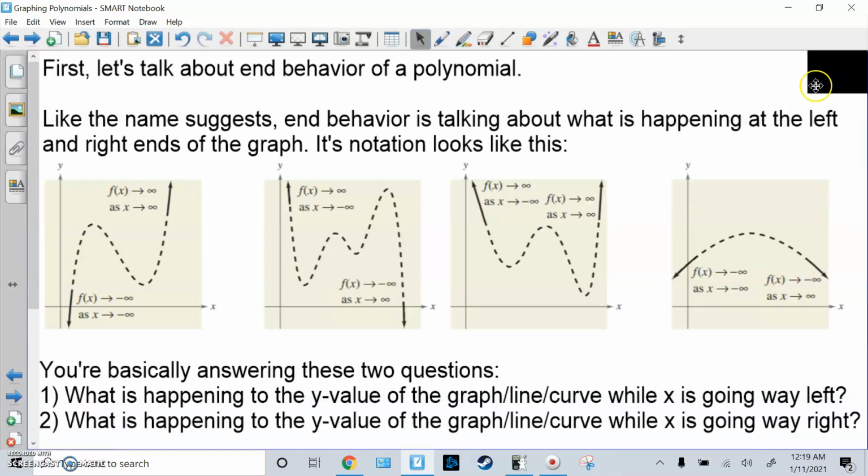So you're basically answering these two questions. What is happening to the y value of the graph or line or curve while x is going way, way, way forever to the left? And then what is happening to the y value of the graph, line, curve while x is going way, way, way forever to the right?